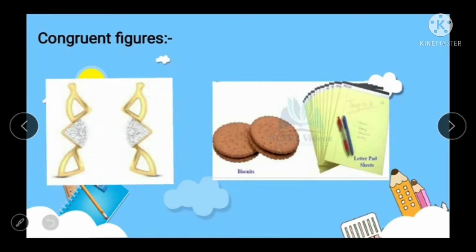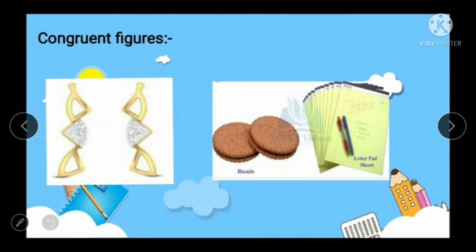Look at this picture. I have a pair of earrings which are exactly the same in shape and size. Likewise, a pair of biscuits and some letter pad sheets. A pair of biscuits are also in the same shape and size. Letter pad sheets are also the same in shape and size. Hence, these objects are said to be congruent.